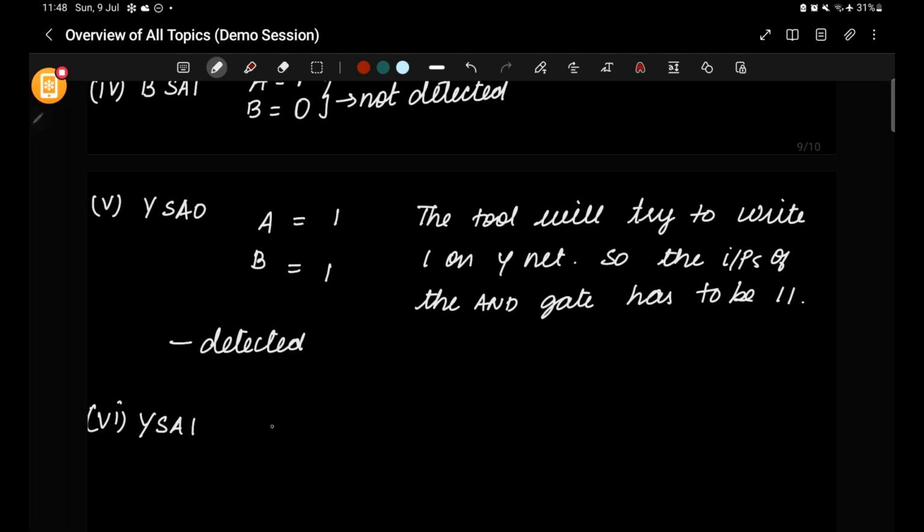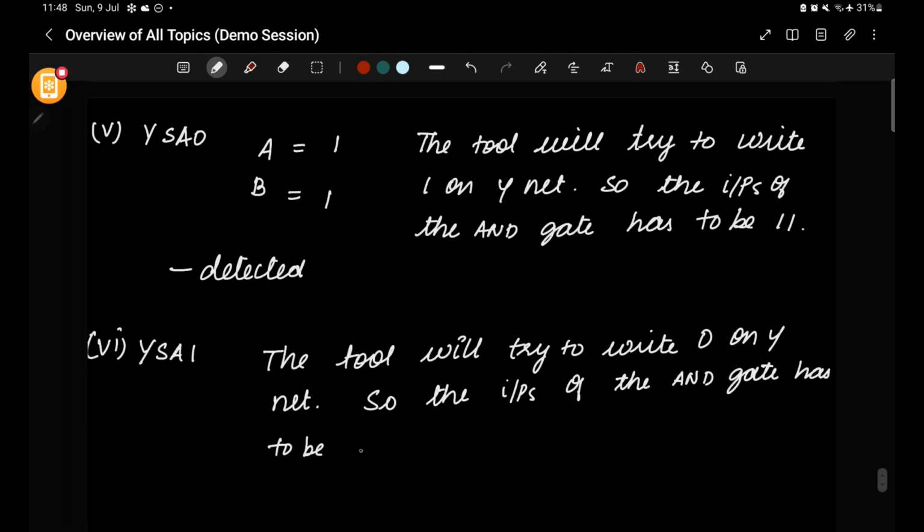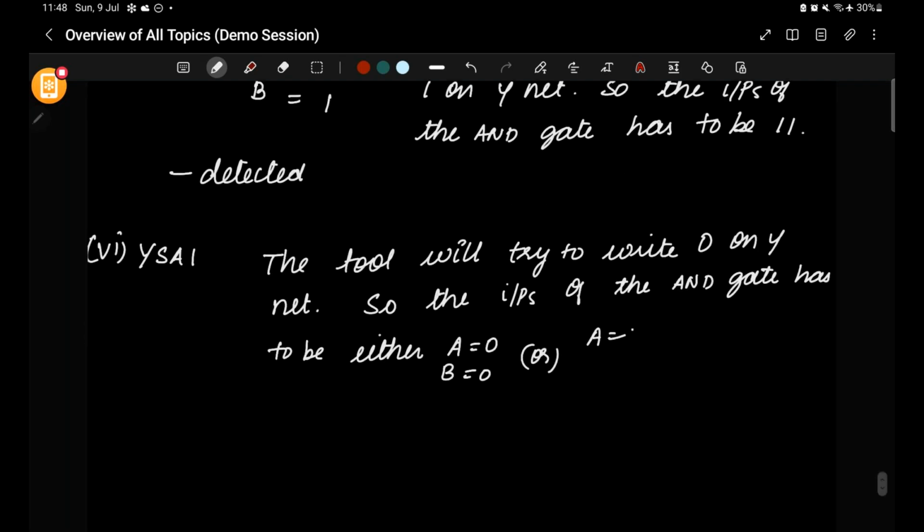And Y stuck at 1. Here the tool will assume a fault, so it will try to bring the opposite value. The tool will try to write 0 on the Y net, so the inputs of the AND gate can be either A equal to 0, B equal to 0, or A equal to 0, B equal to 1, or A equal to 1, B equal to 0. Any of these three patterns can bring a 0 value on the Y net. So these three patterns can detect the fault, among which the 0 1 pattern is actually given. So with the 0 1 pattern, this fault will get detected.